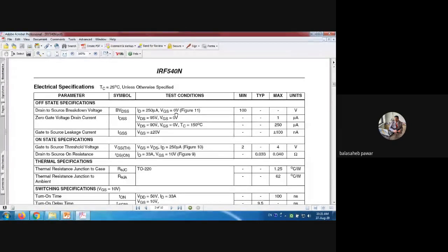Are you getting it? At the drain terminal of this transistor, some positive DC voltage is applied with respect to the source, and the gate is open circuited. That means VGS equals 0. At how much drain voltage, in the absence of gate to source voltage, will that transistor turn on? That is 100 volts. Are you getting it? Or shall I repeat again?